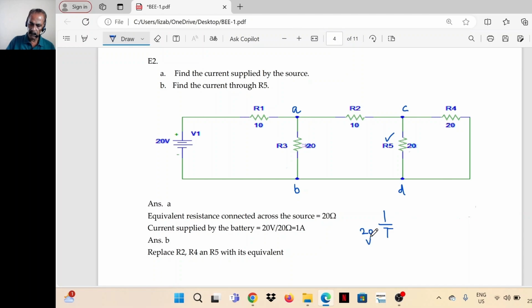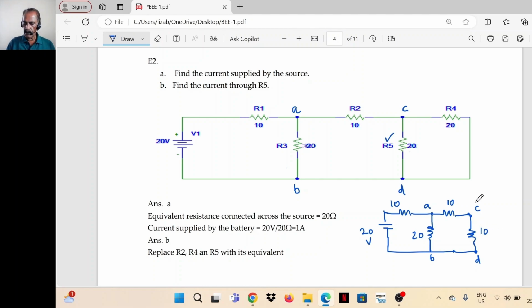20 volt. R1 is equal to 10 ohm. This is terminal A. Between A and B, there is a resistor R3 which is 20 ohm. Between A and C, resistor R2, 10 ohm. Then between C and D, we simplified it to 10.